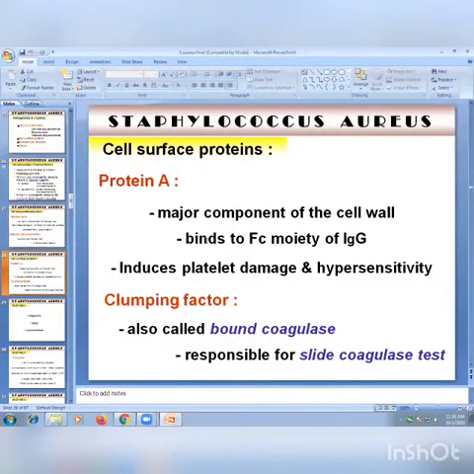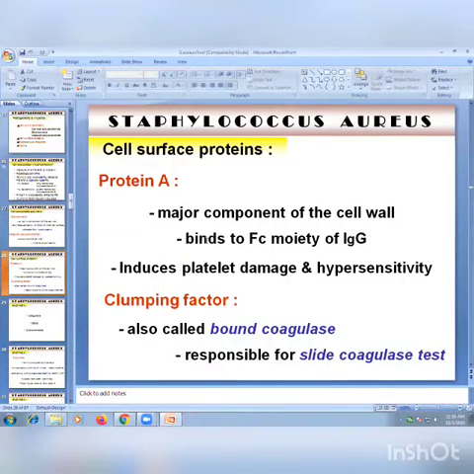Protein A is also present on the outer side of the cocci, a major component of the cell wall, and binds to the Fc portion of IgG. The IgG antibody has a Fab portion and an Fc portion, and protein A attaches to the Fc portion, so the Fab portion remains free for attachment of another antigen. Such agglutination is known as coagglutination, and we use this for the coagglutination test.